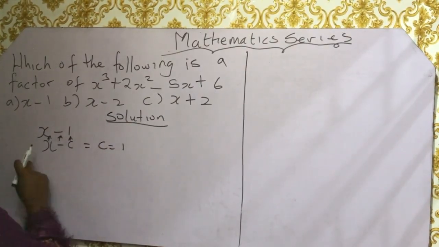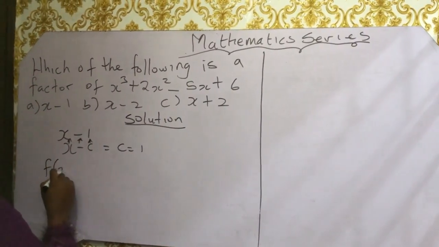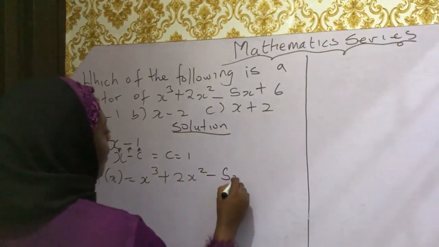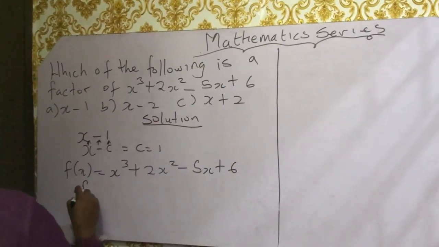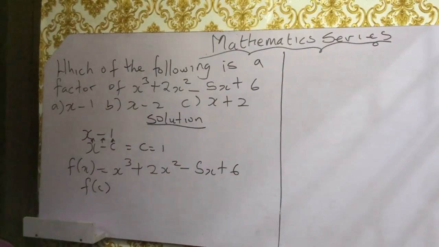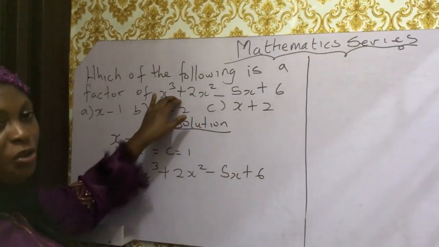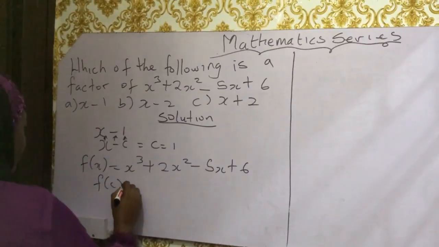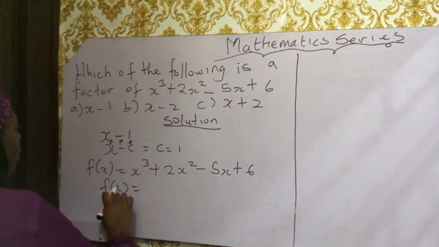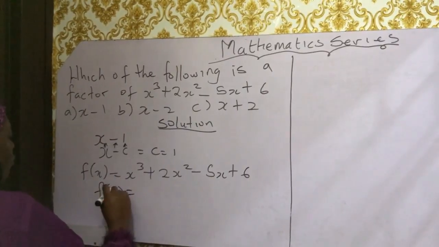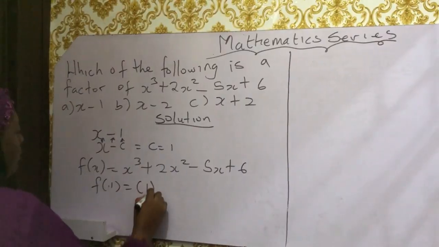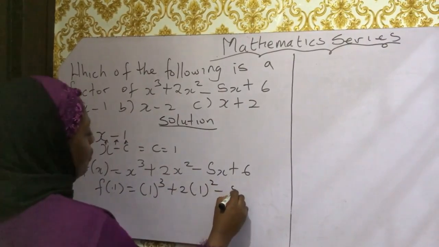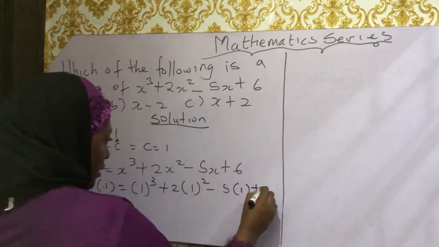So here you have f of x equals x cubed plus 2x squared minus 5x plus 6. So you say f as a function of c. So x minus 1 will only be a factor of this polynomial if f as a function of c is equal to 0. So let's see. F as a function of c, what is the value of c? 1. That will be f as a function of 1. So that will be 1 to the power of 3 plus 2 into bracket 1 to the power of 2 minus 5 into bracket 1 plus 6.